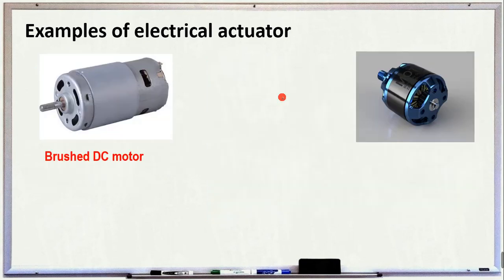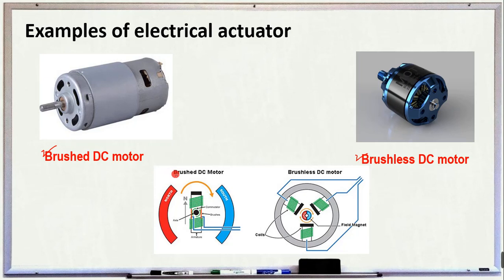Next, we also have the brushed DC motor, and we also have the brushless DC motor. Here is their diagram. They are different. It is called a brushed DC motor because it has a commutator, and within the commutator, of course, are carbon brushes.